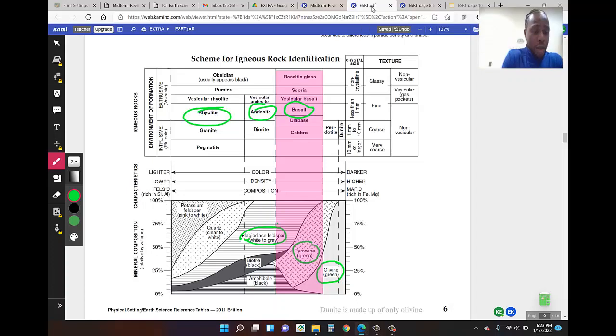This rock, in terms of density, give me a minute, I'm trying to change this color. Give me blue and get out of here.